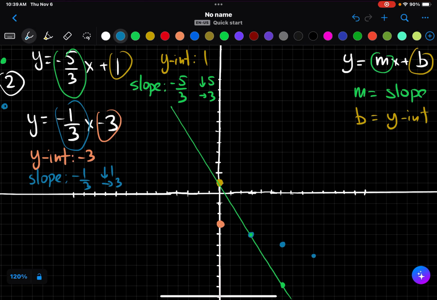You can already see where they're going to intersect because they have a shared point. All right, so they are going to intersect right here. And that happens to be at x is 3 and y is negative 4. So your solution is 3, negative 4. And that is number 2. All right, let me know if you have any questions. Pause this if you need to, and let's set up for number 3.